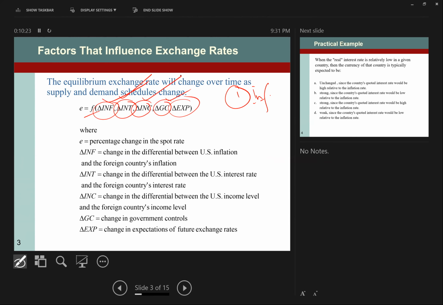If government controls are initiated to increase income, then our country's currency will depreciate. And if our government takes the initiative and the interest rate rises, then our country's currency will appreciate.